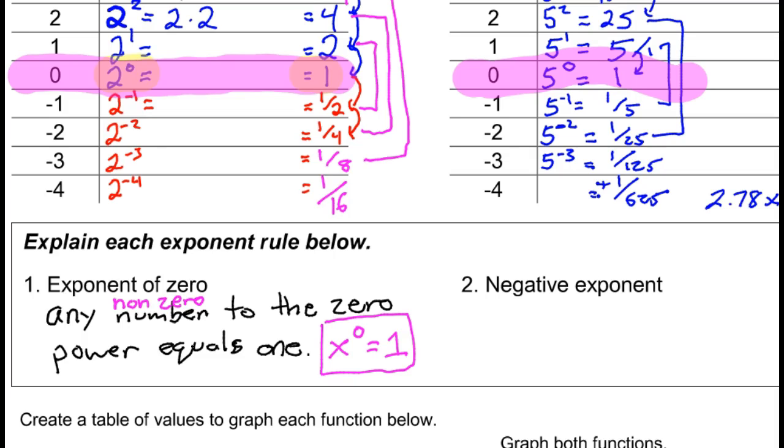What is 0 to the 0 power? It's undefined. Now, what do we know about negative exponents so far?